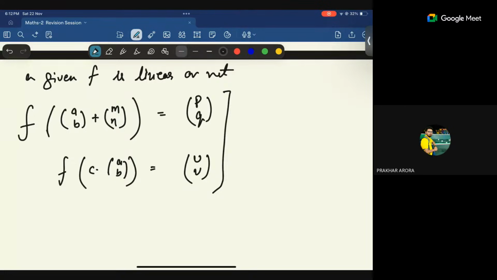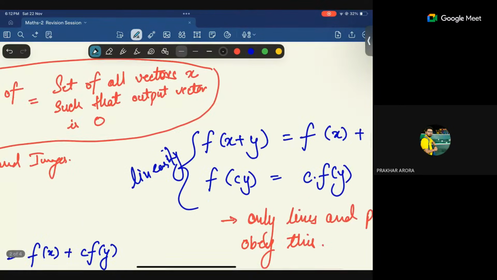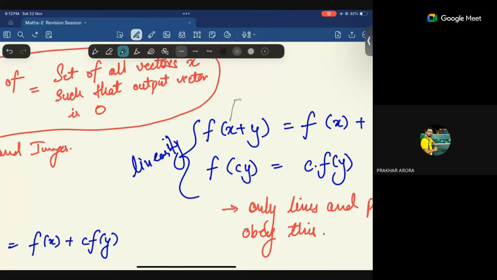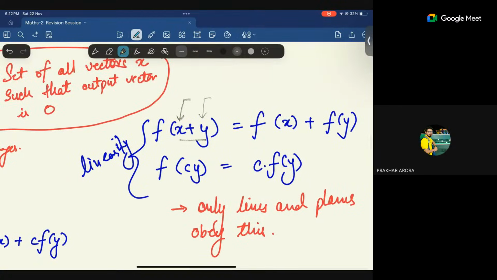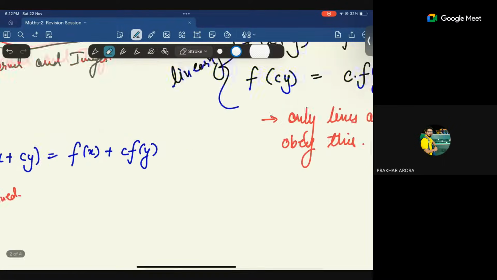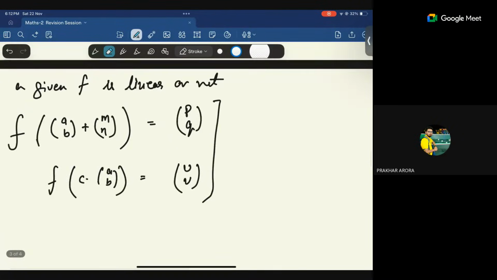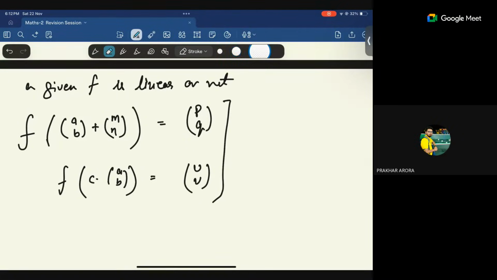In that case, you just have to check for these rules. You take one vector and the other vector, and you add them like this, inside and then outside. I will take a question on this. I think I have a question on this in the question paper, so when it comes, we will talk about this also.